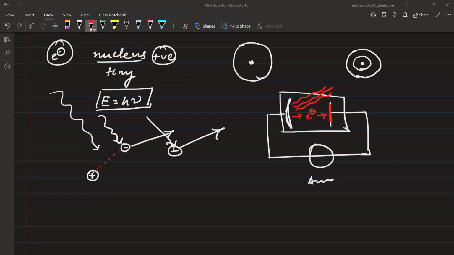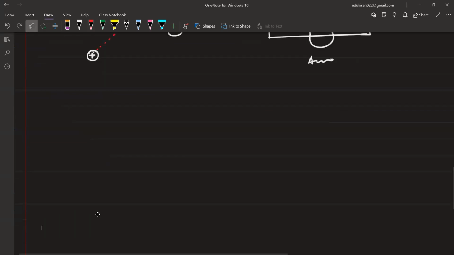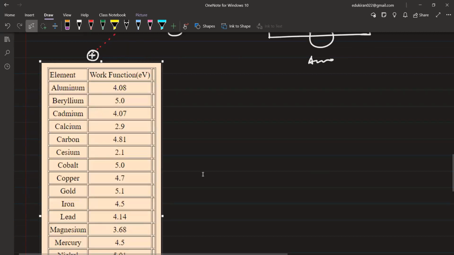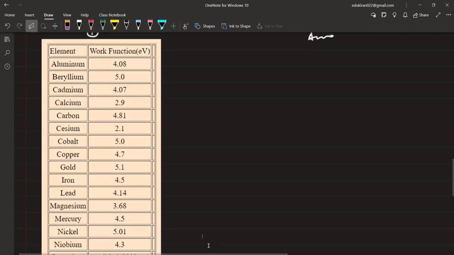Let us look at a few data. Okay. Work function data. And from that data, we will get to know many things. So we have a good amount of data. Can you guys see this work function? Yes or no? Please tell me. We know the work function is the minimum amount of energy required to.